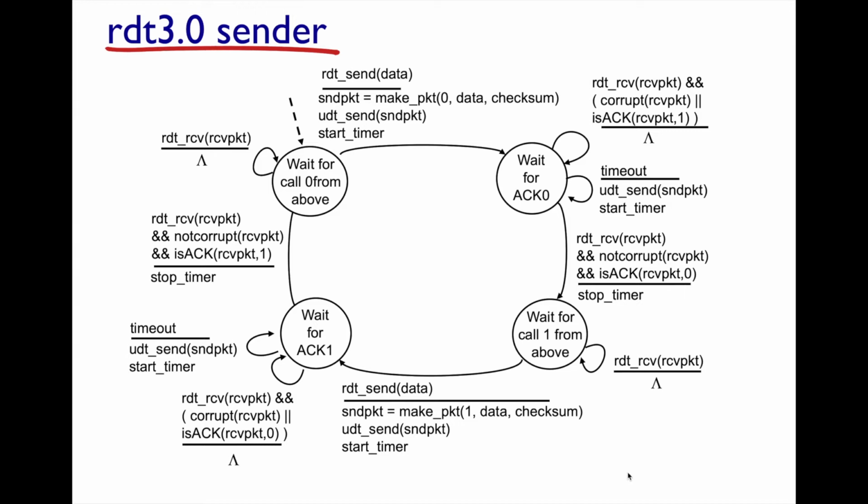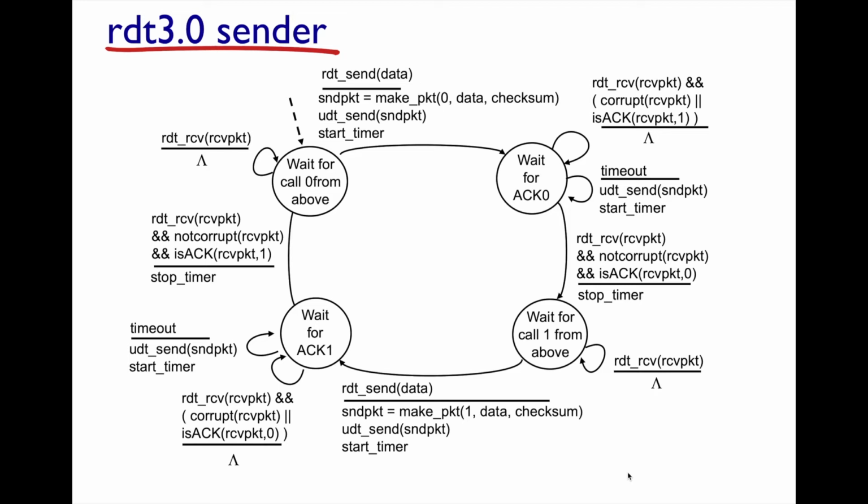You've already acknowledged ACK 0, you've moved forward, now you're waiting for call 1 from above, a new send from the application layer. And so you get this RDT send of the data, you create the packet with the checksum and sequence number 1, and then you do the unreliable send and start a timer. Now this timer is for that packet that you sent with sequence number 1. And again, you come here and you're waiting for the ACK.